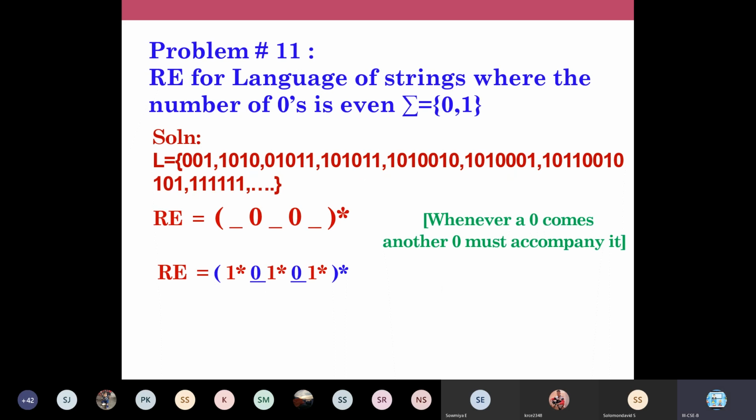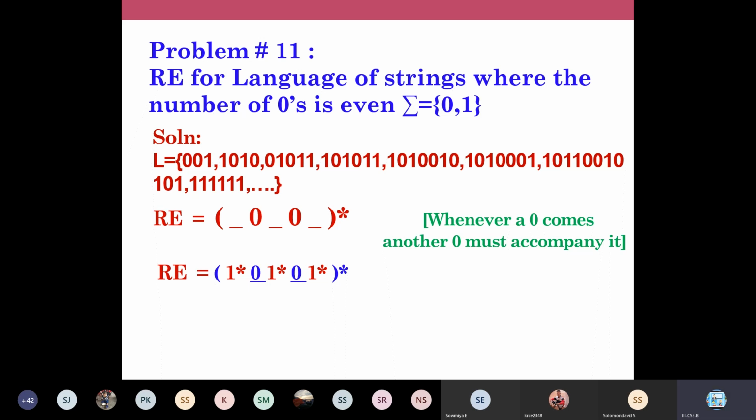Okay, shall we move to the next problem? Write down the question for the next problem, problem number 11. Problem number 11 is the regular expression for the language of strings where the number of zeros is even.